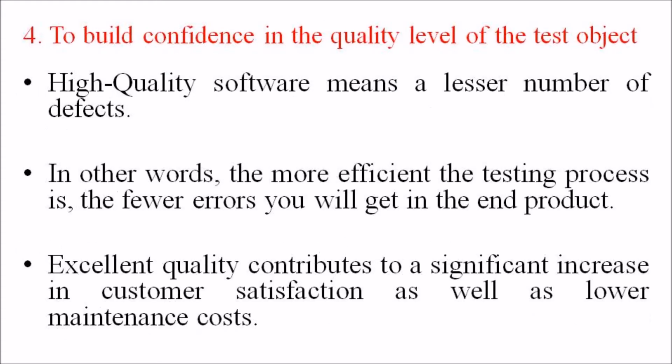And fourth point is to build confidence in the quality level of the test object. One of the critical objectives of software testing is to improve the software quality. A high quality software means a lesser number of defects. In other words, the more efficient the testing process is, the fewer errors you will get in the end product, which in turn will increase the overall quality of the test object. Excellent quality contributes to a significant increase in customer satisfaction as well as lowers the maintenance cost.